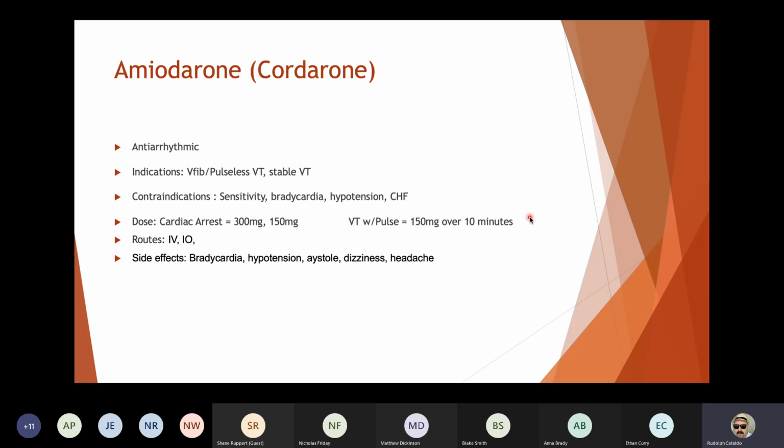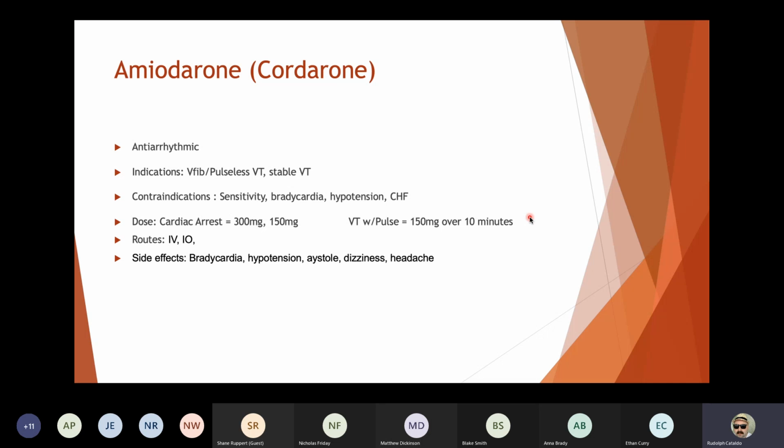Cardiac arrest dose. Our first dose in cardiac arrest is 300 milligrams. Our second dose is 150. After that, we're done giving amiodarone. If the patient has a pulse and they're in VTAC, which will make more sense when we get to cardiology, we administer 150 milligrams over 10 minutes. Now, you can sit there and slowly push it over 10 minutes if you want, but I'd recommend putting it into a bag of saline and dripping that in over 10 minutes.